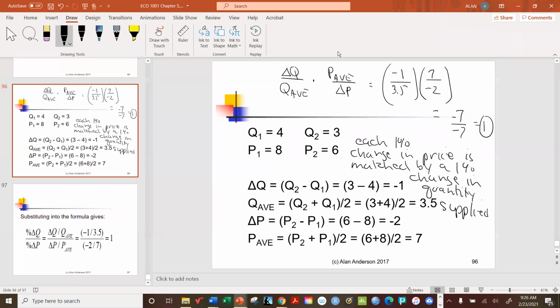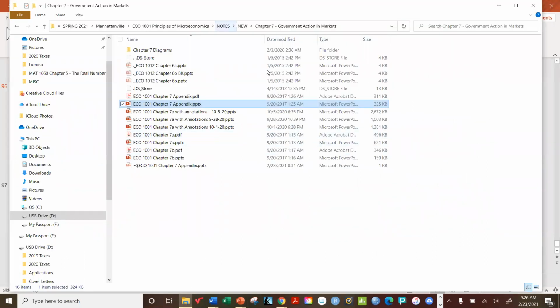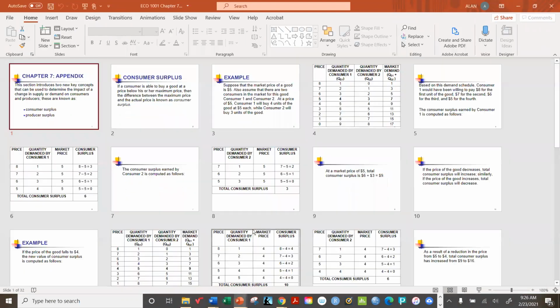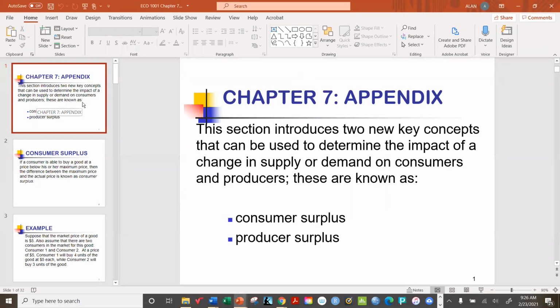All right, now we're going to move into chapter 7. Chapter 7 is an interesting chapter because we're starting to introduce the idea that sometimes government intervenes in the marketplace and affects the supply and demand relationships. And so we want to understand why that's happening and what effect it has. But in order to analyze these situations properly, we have to introduce this very interesting concept called consumer and producer surplus.